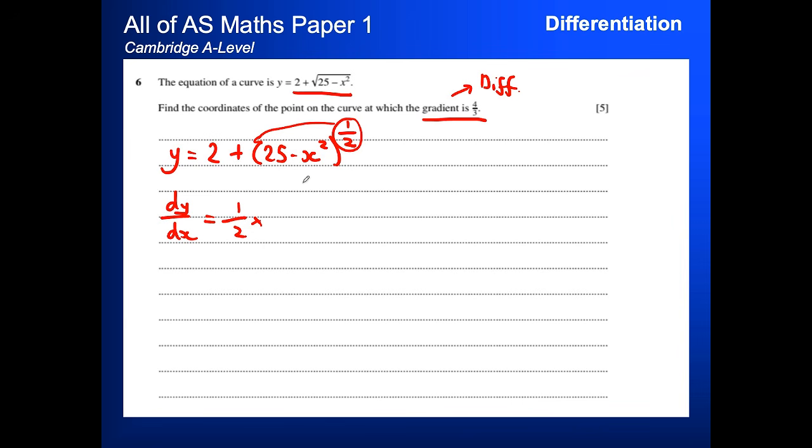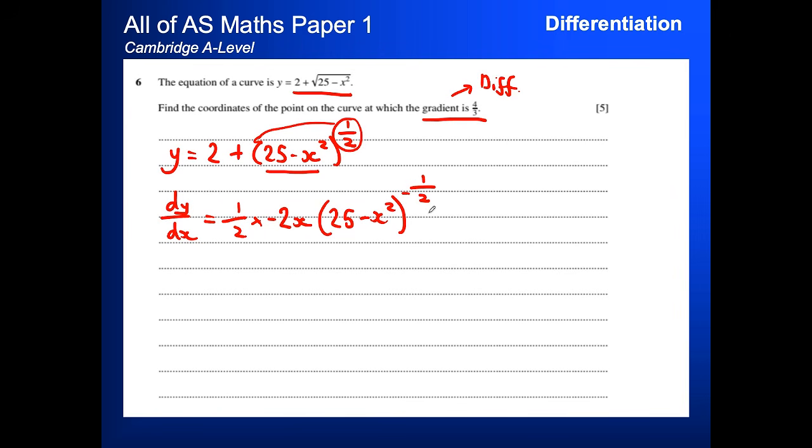Then we're going to multiply by the derivative of what's in the bracket. So if we differentiate what's inside the bracket, 25 goes to 0, and minus x squared becomes minus 2x, like so. And then we copy across the bracket, so that stays the same, and then reduce the index by 1. So 1/2 minus 1 gives you then minus 1/2.